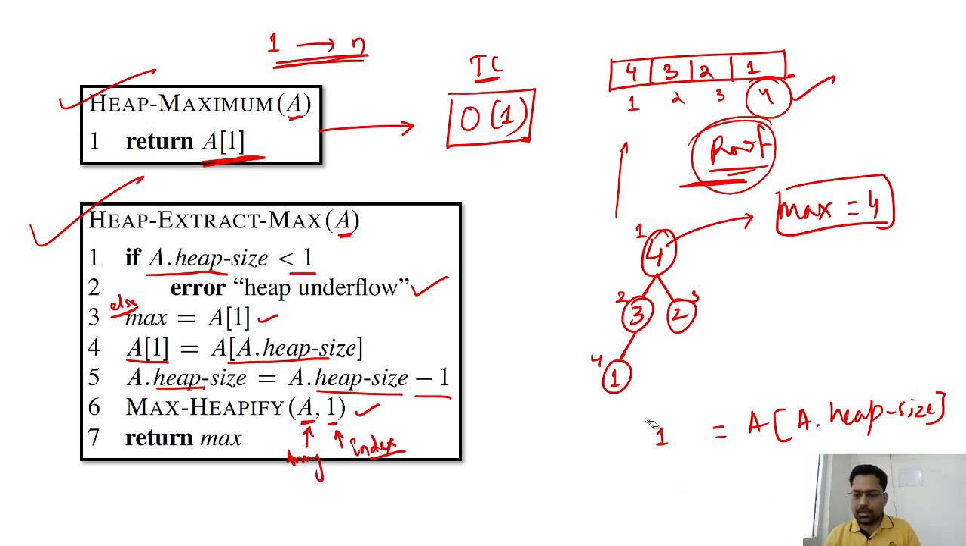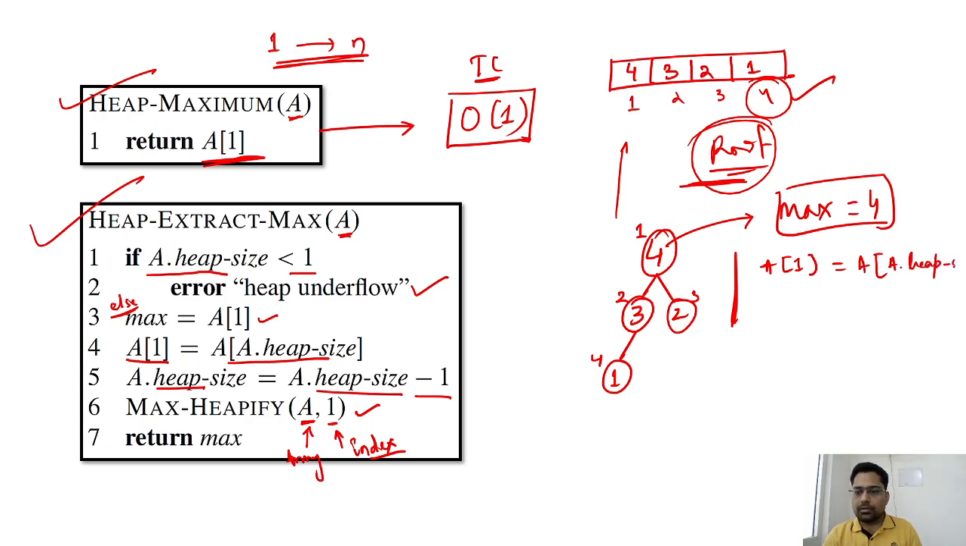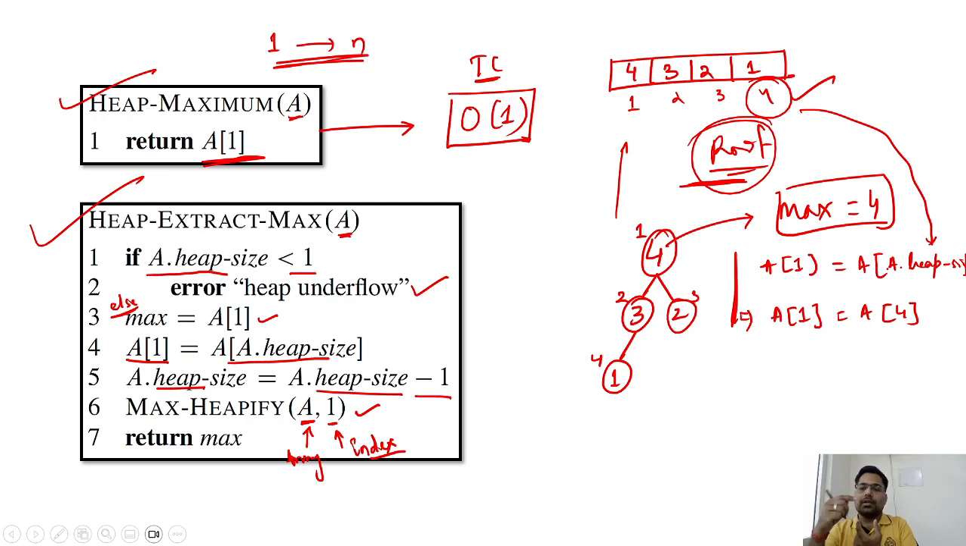I have to just change the locations now, because the video is running. So that's why. As per this fourth line, A of 1 is equal to A of A dot heap size. That heap size represents this one, because it is the last one, the array length. So in this case, A of 1 will be A of 4. That A of heap size means we have to pick the last element.